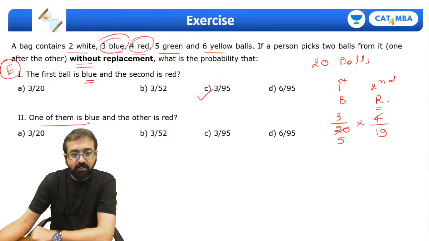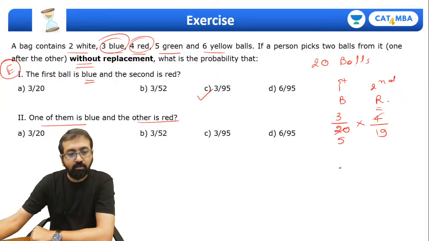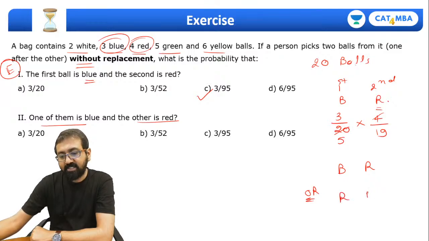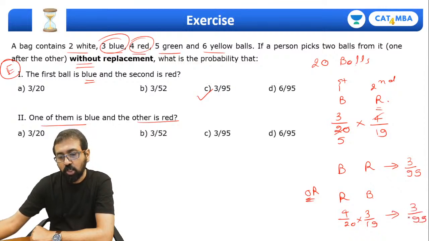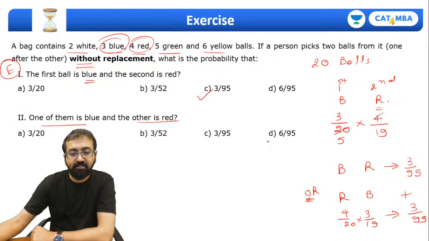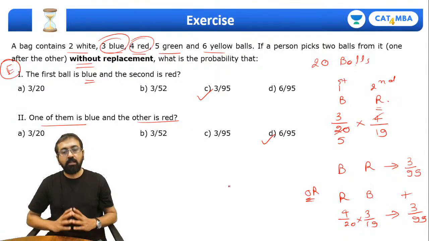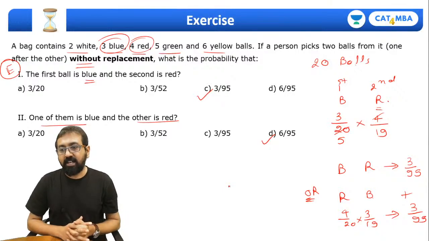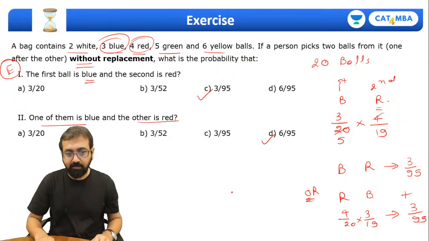Let's look at this one. One of them is blue and the other is red. Now what does it mean by one of them is blue, the other is red? First blue, second red, or first red, second blue? Order matters over here. What is the probability for this one? Can I say it's 3/95? We have already got this. Now what will be the probability for this one? It will be 4/20 into 3/19. If you check, it will come out to be the same, 3/95. So what is the final probability? 6/95. Where is 6/95? This one. This is the answer. Are you getting this point? It will be 6/95. I hope all of you have understood this part.